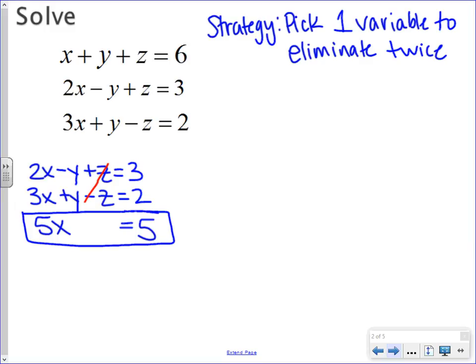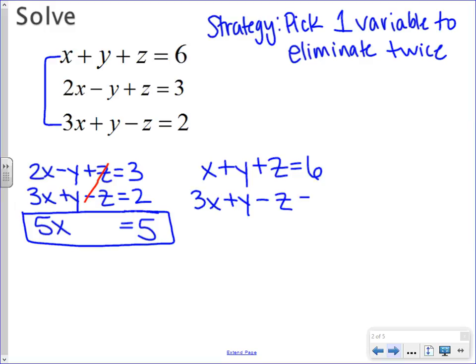Okay, this is me highlighting it. We're going to come back. All right, now we need to do this one more time. Let's pick two different ones. Okay, the first one and the third one, those are already opposite. We don't have to do any work. If they weren't opposite, we just multiply either one or both by a well-chosen number so that we could make them opposites. Okay, so we eliminate z again to get 4x plus 2y equals 8.